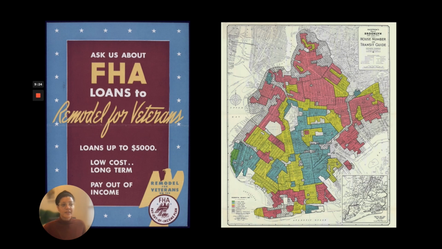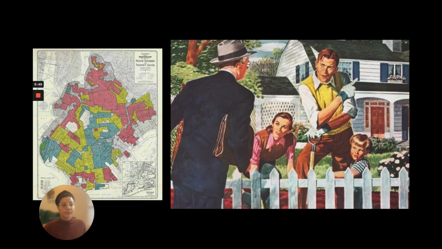To make it easy for lenders to determine eligibility criteria, the FHA created these color-coded maps of major American cities. Green zones were desirable for lending purposes. Blue zones were eligible for lending but were less desirable. Yellow indicated a declining neighborhood, and red was reserved for hazardous neighborhoods. What made a neighborhood hazardous?